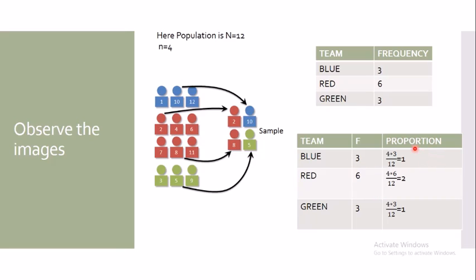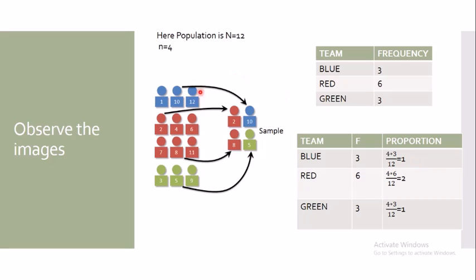So what I did is I took this proportion. Now, how do I take the proportion? This is something that you have studied in your higher secondary classes. You know the population is 12 and your desired sample size is 4. So I multiplied 4 by the proportion of the blue team with respect to the population. So 4 multiplied by 3 divided by 12, which is equal to 1.